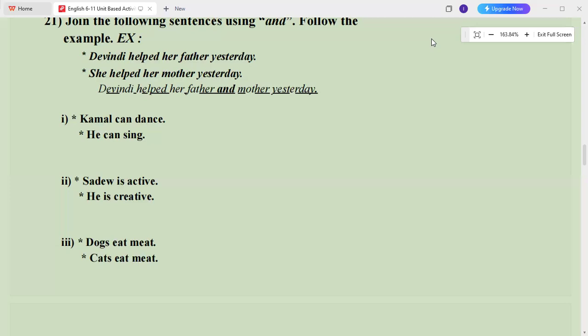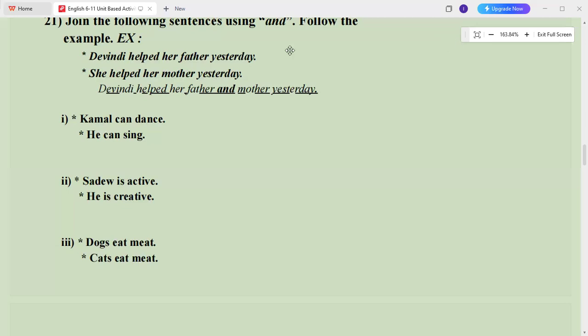Right? Now look at the example. Devindi helped her father yesterday. She helped her mother yesterday. Now here in the two sentences we have some similar features, right? Now Devindi helped her father yesterday and she helped her mother yesterday. By identifying the similar parts, we can avoid those similar parts and make another sentence. Right, now you see, Devindi helped her father and mother yesterday. So this is the compound sentence that we have made, right?